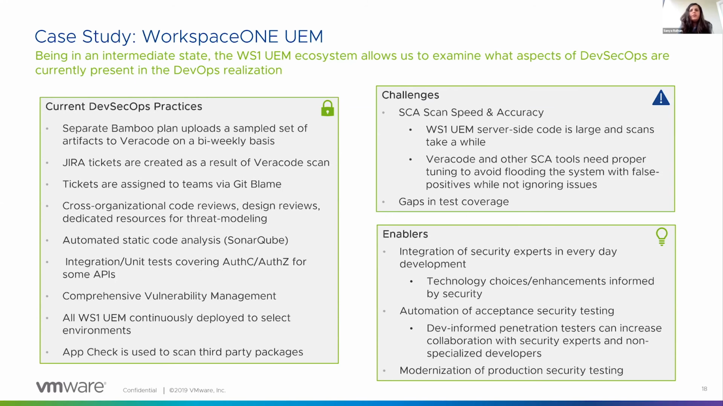So let's look into some of the practices that were adopted. We now have separate Bamboo plans that upload build artifacts to Veracode on a bi-weekly basis. Jira tickets are created as a result of that scan. Tickets are assigned to teams via Git blame. There are also cross-organization code reviews and design reviews. We have dedicated resources for threat modeling.